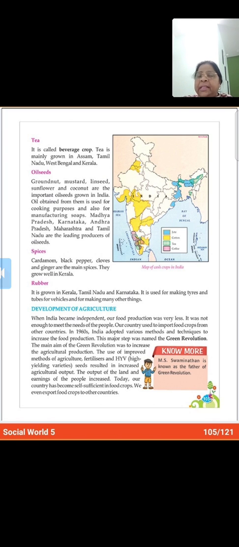Then comes the next cash crop, that is, spices. Spices means masale. You know, na? Kerala is known as the state of spice. So, let's read first. Cardamom, black pepper, cloves, and ginger are the main spices. They grow well in Kerala.